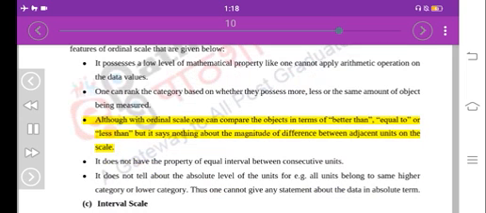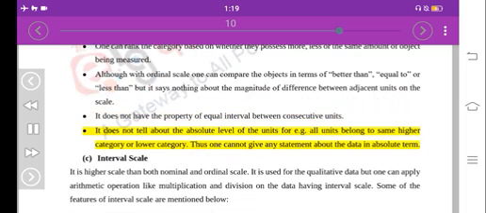Although with ordinal scale one can compare the objects in terms of better than, equal to, or less than, it says nothing about the magnitude of difference between adjacent units on the scale. It does not have the property of equal interval between consecutive units. It does not tell about the absolute level of the units, for example, whether all units belong to the same higher category or lower category. Thus one cannot give any statement about the data in absolute terms.